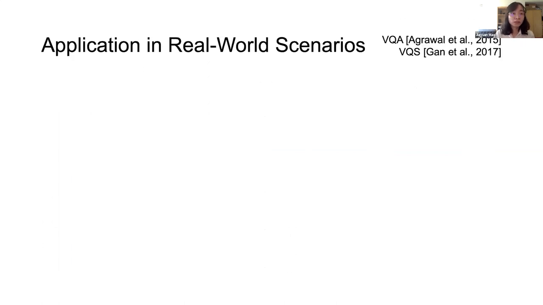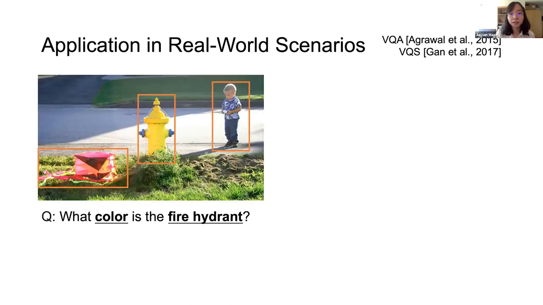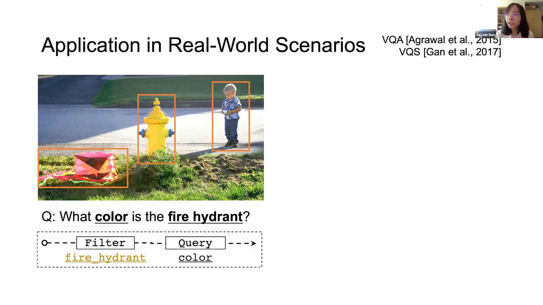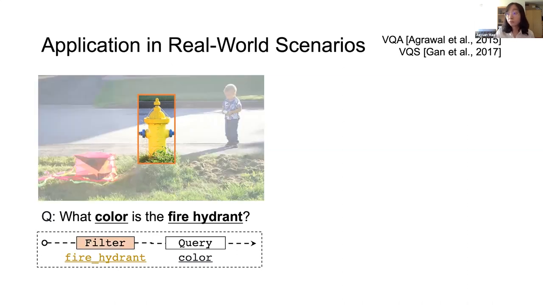So this neuro-symbolic concept learning framework can also be extended to natural images and natural questions. Here we show some examples on the VQS dataset proposed by Gan et al. in 2017, and we also show the execution traces. To answer the question, what's the color of the fire hydrant? First, we recover the semantic program behind this question, which is first we filter out the fire hydrant and then we query its color. The execution of the first step gave us the fire hydrant, and the execution of the second step gave us the answer yellow.